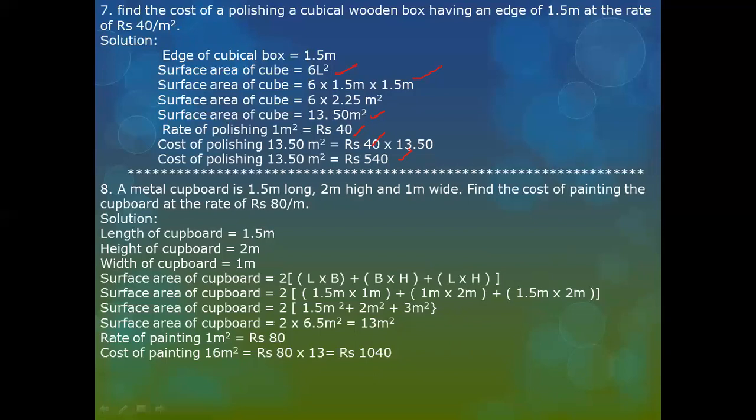Now in the last sum 8, a metal cupboard. A metal cupboard is 1.5 meter long. It is the length.